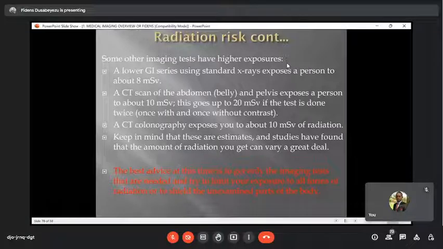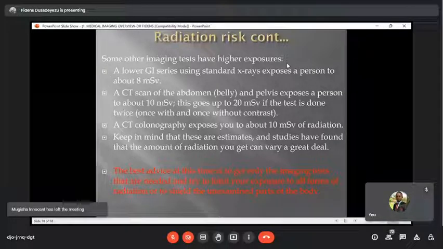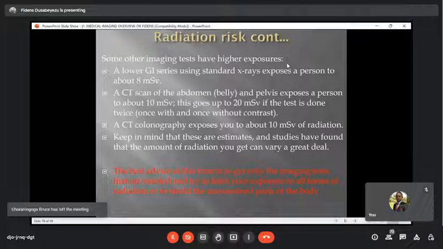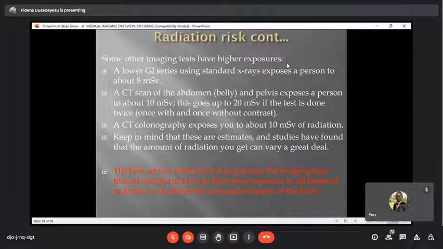But the message behind this is to keep in mind that these are just estimates, and studies have found that the amount of radiation you get can vary a great deal. What I want to give as advice is to get only the imaging tests that are needed, try to limit your exposure to all forms of radiation, or shield the unexamined part of the body. Especially for more sensitive patients, we tend to shield the sensitive parts so that they cannot receive radiation and cause any problem.